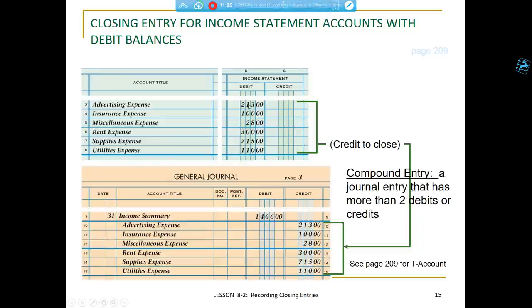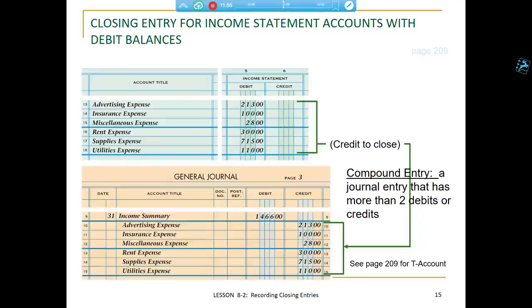These are all debit balances, so to close them out, what do we have to do? We have to credit them. Right. So, how do I know the amount of this credit? How do I know? What should that amount equal to?